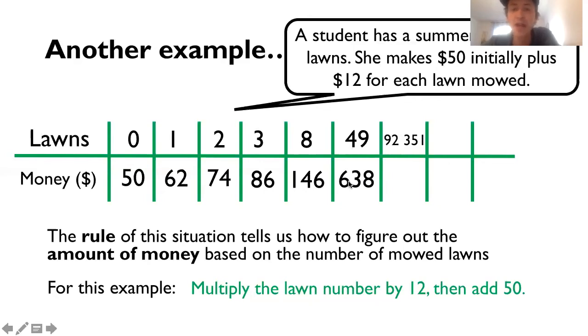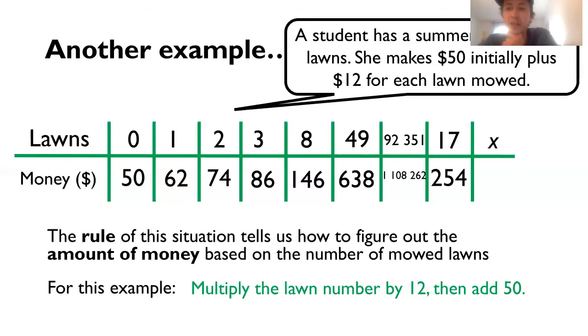And if I do 92,351 times 12 and add 50, it sounds crazy, but we can still do it. You'll get $1,108,262. So don't make your table this big. Use the rule. It'll help you. One more modest example: 17 will get you $250.